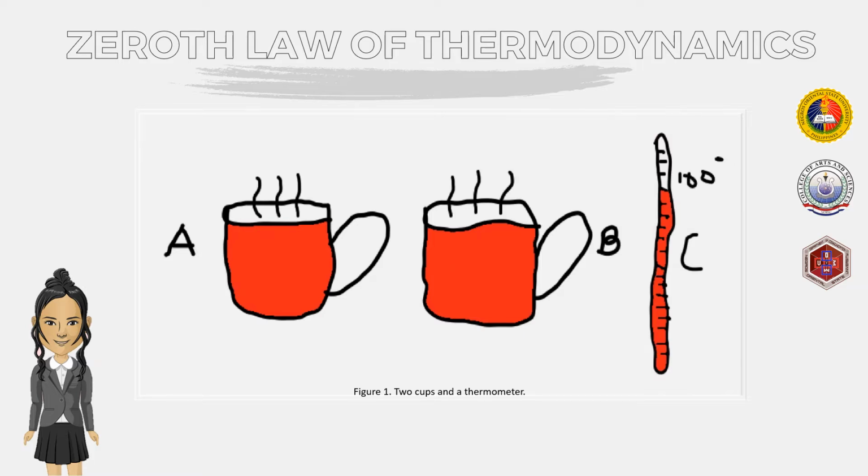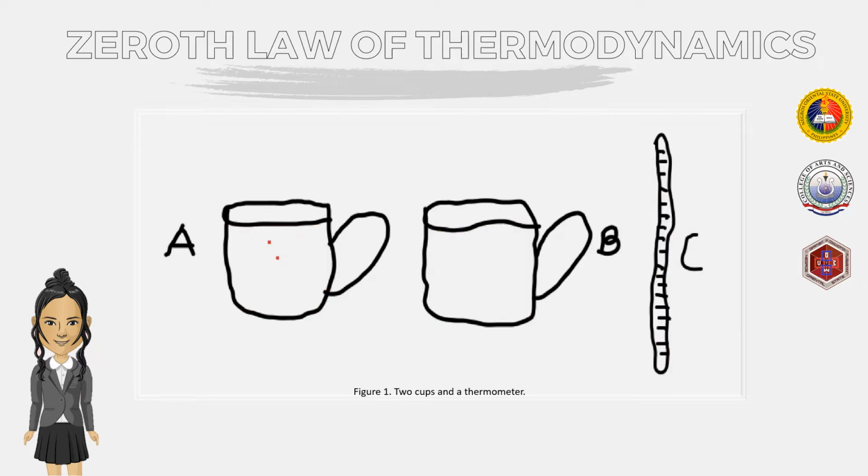Celsius. When it reads 100 degrees Celsius, we can say that the thermometer is in equilibrium with mug A. When we move the thermometer to cup B to read the temperature, it continues to read 100 degrees Celsius. The thermometer then is also in equilibrium with mug B. By keeping in mind the zeroth law of thermodynamics, we can conclude that system A and B, or mug A and B, are in equilibrium with each other.